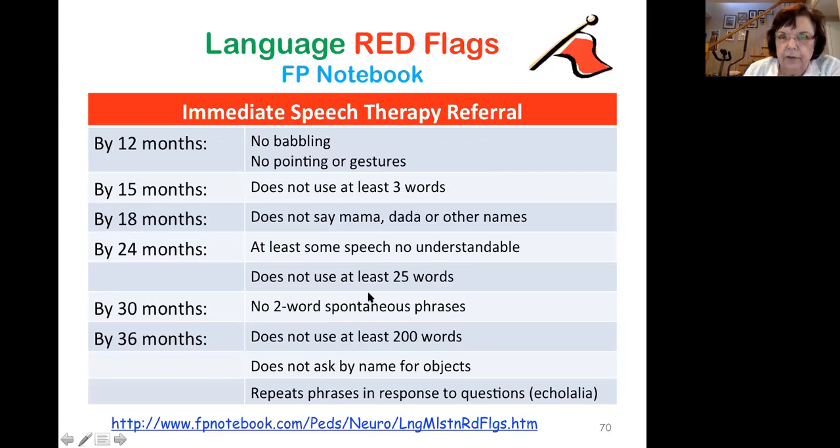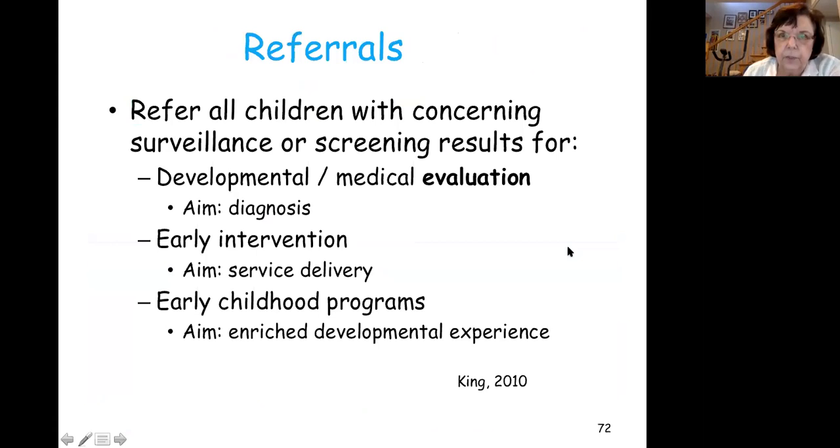And this has some other, the preceding slide, some immediate speech therapy ideas of if children don't use at least 3 words by 15 months, or don't say mama, dada, other names by 18. So these are definite good indicators for referral as well.